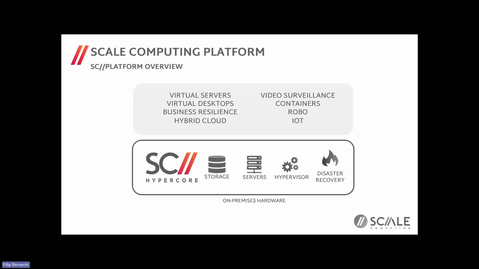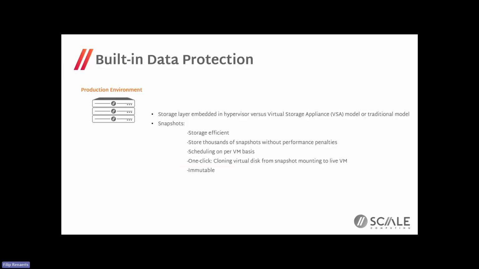So HyperCore is your on-prem platform, and it is an all-in-one solution. That is the hypervisor, server, and storage all-in-one, which you use for general applications as you're familiar with, but also for IoT, OT, ROBO locations, video surveillance, etc. You see on this slide that I'm also talking about disaster recovery. That is something that is built into that HyperCore platform and in the license. So what do we do for data protection and disaster recovery?